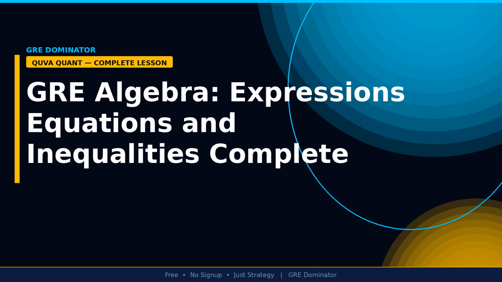Algebra makes up roughly 25% of GRE Quant and spans all difficulty levels. Linear equations, simultaneous equations, inequalities, and absolute value equations are the core algebraic topics. Each has one critical rule that distinguishes correct from incorrect answers. Knowing those rules precisely is more important than algebraic speed. This lesson covers all four types with their critical rules.